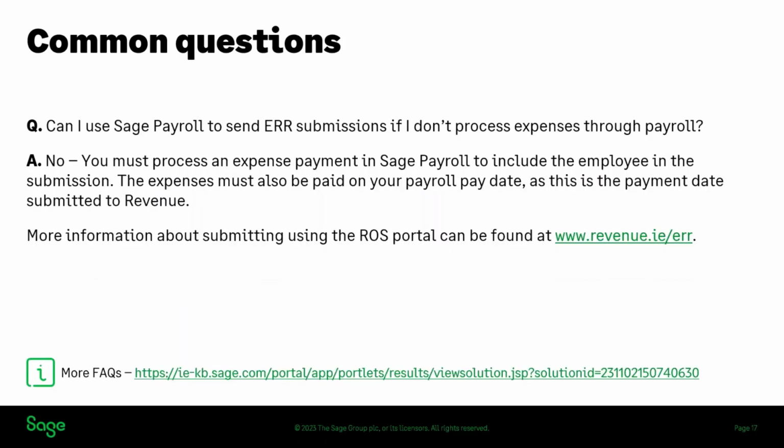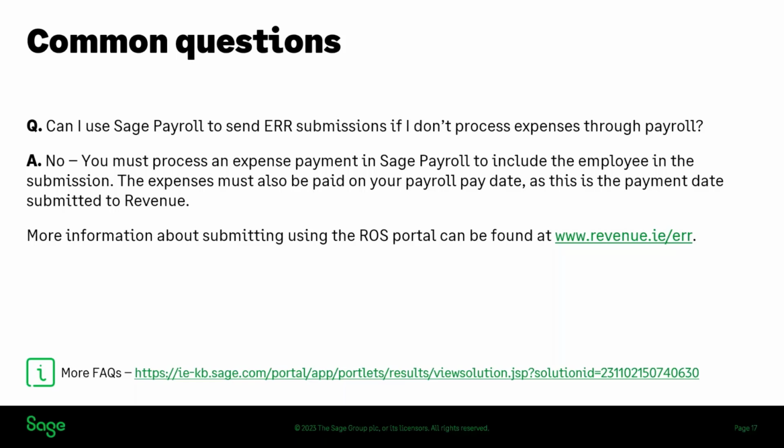One other common question that I just want to mention at this point is, can I use Sage Payroll to send ERR submissions if I don't process expenses through payroll? And the simple answer to that is no. You must process an expense payment in payroll in order to include the employee in the submission. So for their name to come up in the grid, they need to have an expense payment. And expenses must also be paid on your payroll pay date, as that will be the payment date that is submitted to Revenue.